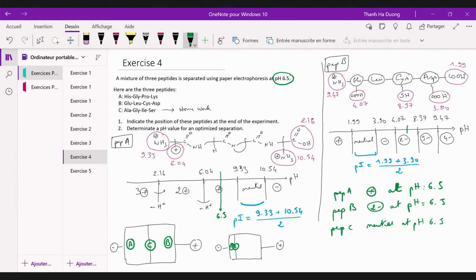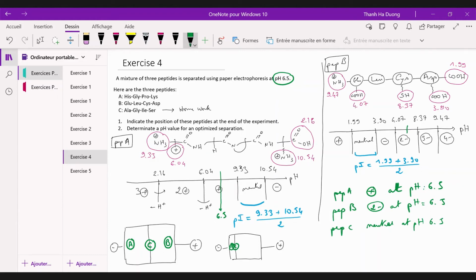Because normally when we do the experiment, I don't do the paper, but for the agarose gel, we often set up the gel with the well in the middle. So in this case, we will put the protein according to the charge at the beginning, instead of putting it in the well at the middle of the gel. Why? I cannot hear you properly. So why do we put it in the middle? This is the question.